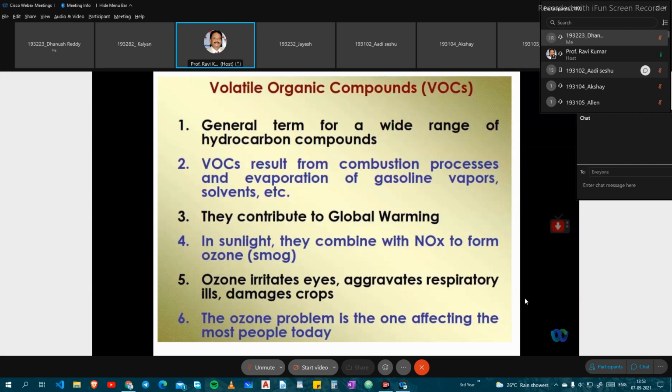Ozone irritates the eyes, aggravates respiratory problems and illness, and damages crops. And the ozone problem affects the most people, and it will also affect the plants, such as paddy. Now, you are seeing in the news that after Punjab, particularly Delhi is more polluted. Why?